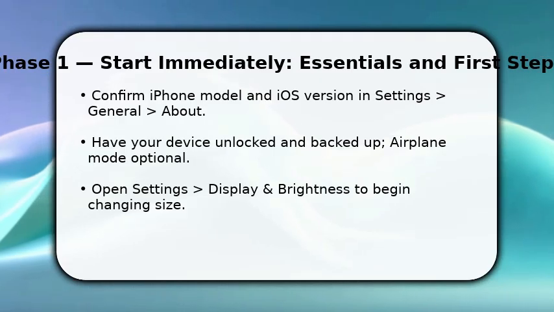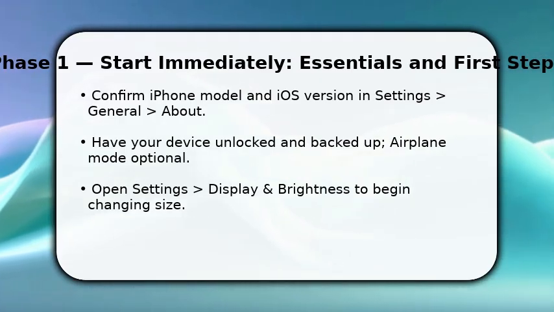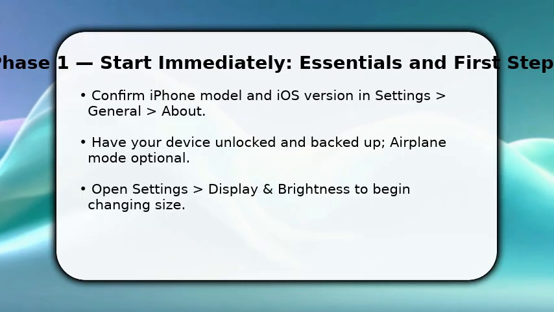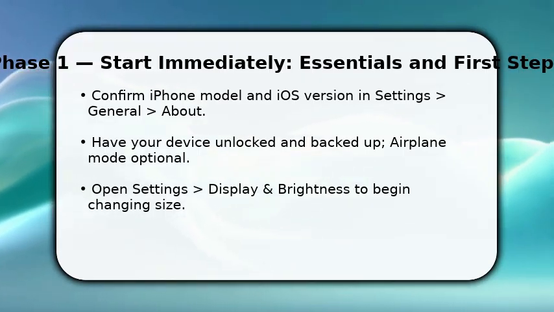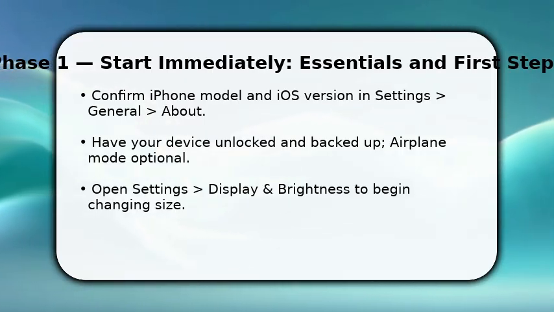You start by confirming model and iOS version so you know which options appear. Once done, unlock the phone and open Settings, go directly to Display and Brightness. From here you'll access Text Size and Display Zoom, two different controls that change how content fits on screen.